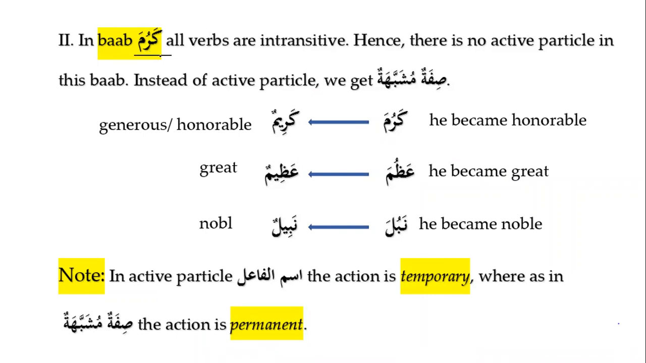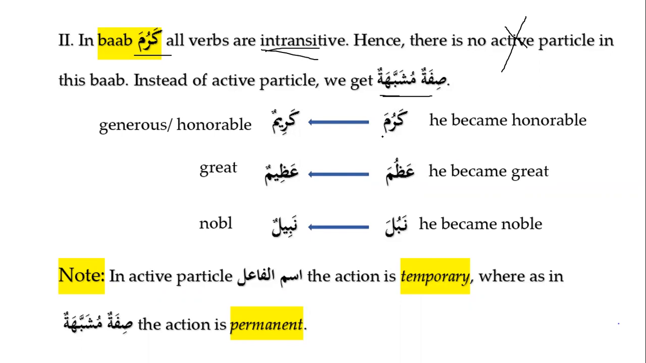It's a very special bab. All the verbs in this are intransitive, and they are lazim. Hence, there is no active particle in this bab. Instead of active particle, we get sifatun mushabbahatun. So we have something new here. We don't have active particle. We get sifatun mushabbahatun. This is basically an adjective, but it has tashbih of adjective, like it resembles an adjective. That's why we call it sifatun mushabbahatun.